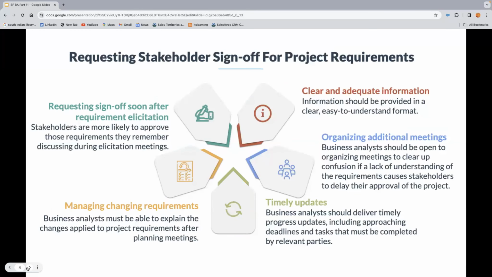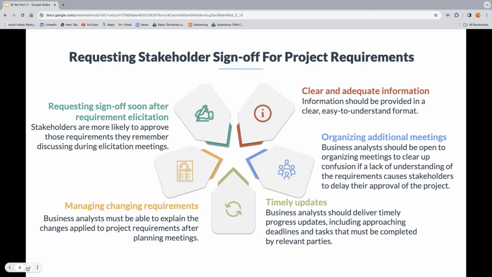Requesting stakeholders' sign off for project requirements. Requesting sign off soon after requirement elicitation. Stakeholders are more likely to approve those requirements they remember discussing during the elicitation meeting. Managing changing requirements. Business analysts must be able to explain the changes applied to project requirements after planning meetings. Clear and adequate information. Information should be provided in a clear, easy to understand format.